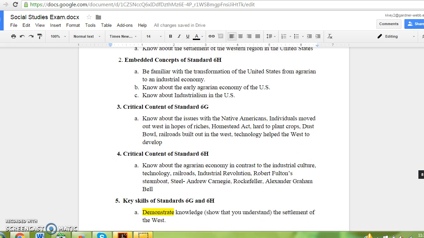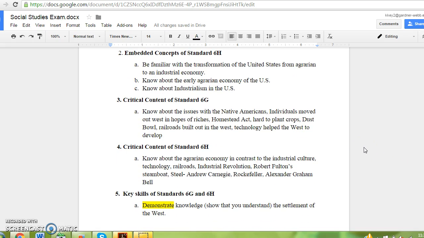The critical content for Standard 6G would be to know about the issues that they encountered with the Native Americans when they were moving out west. There are also individuals who moved out west in hopes of riches and to have prosperous lands. You had, of course, the Homestead Act, which encouraged Americans to move out west. It was hard to plant crops. You had the Dust Bowl. Railroads were built out west, and technology definitely helped the West develop.